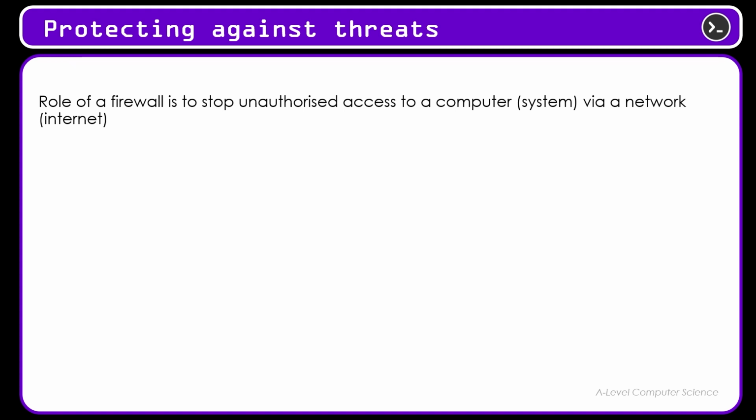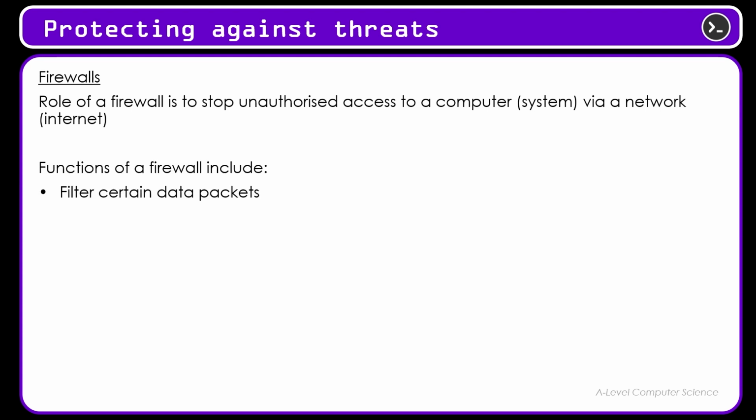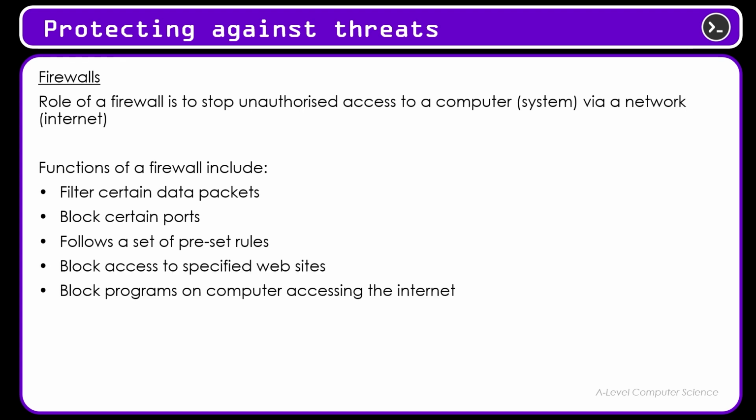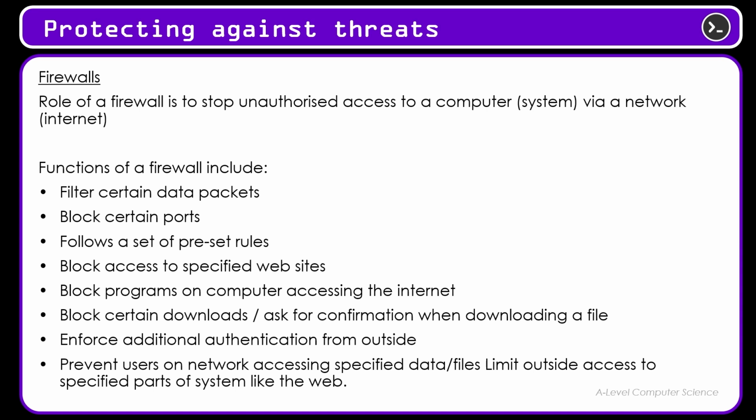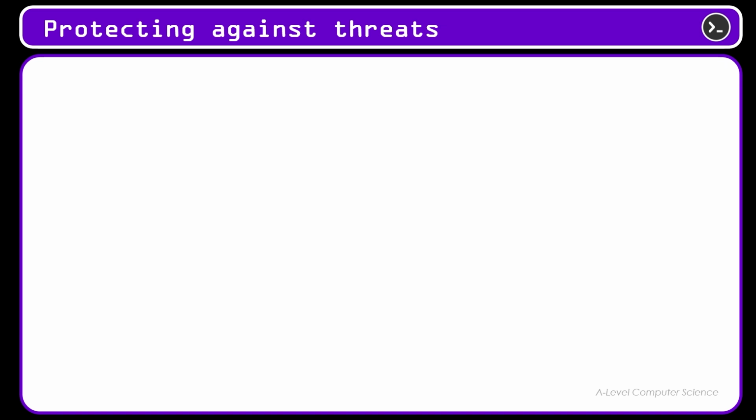The role of a firewall is to stop unauthorized access to a computer system via a network, and the functions of a firewall can include filtering data packets, blocking certain ports, following a set of predefined rules, blocking access to websites, blocking programs on the computer that access the internet, blocking certain downloads or asking for confirmation, and it can enforce additional authentication from the outside, and it can prevent users from accessing specific data, and it can limit outside access to specific parts of the system.